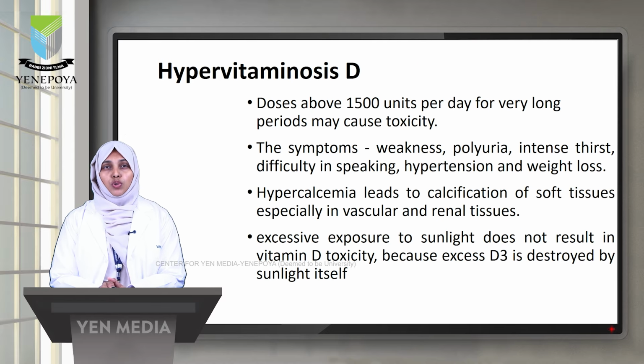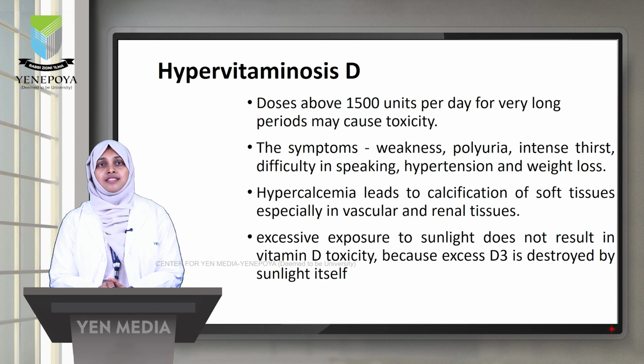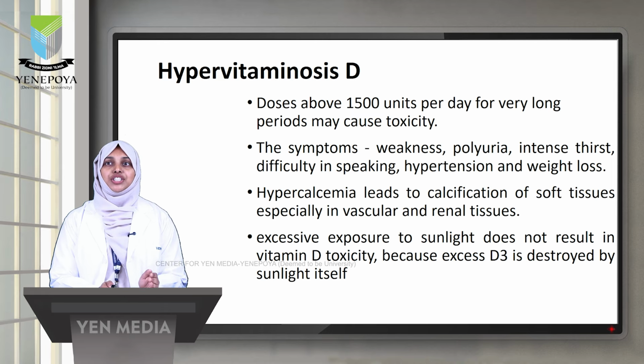Hypervitaminosis D. Doses above 1500 units per day for a very long period may cause toxicity. Symptoms include weakness, polyuria, intense thirst, difficulty in speaking, hypertension and weight loss. Hypercalcemia leads to calcification of soft tissues, especially in the vascular and renal tissues. Excessive exposure to sunlight does not result in vitamin D toxicity because excess vitamin D3 is destroyed by the sunlight itself.